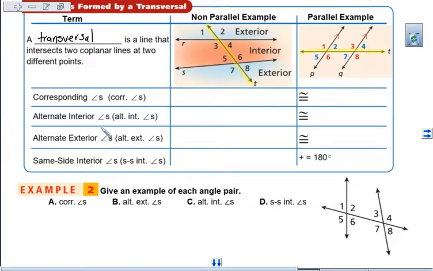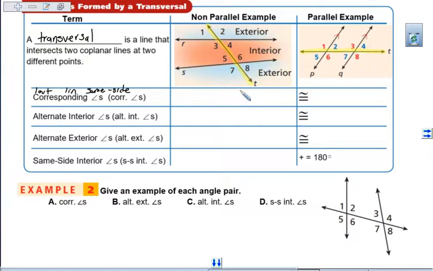Now we're going to talk about some different angle pairs and things you know about them, specifically when the lines are parallel. You know a lot more about these angle pairs when the lines are parallel. Our first set is corresponding angles. You're going to have one exterior or outside angle and one interior or inside angle, and they're going to be on the same side of your transversal.